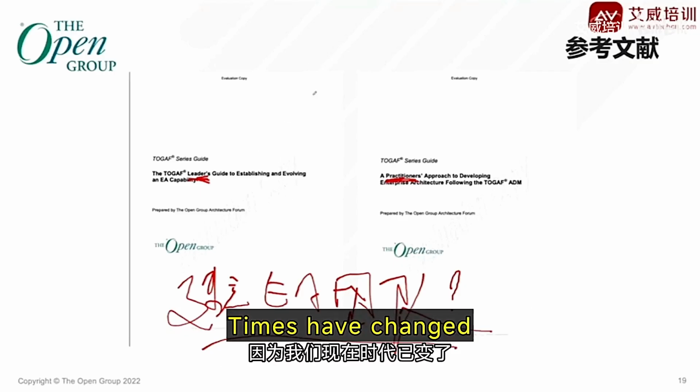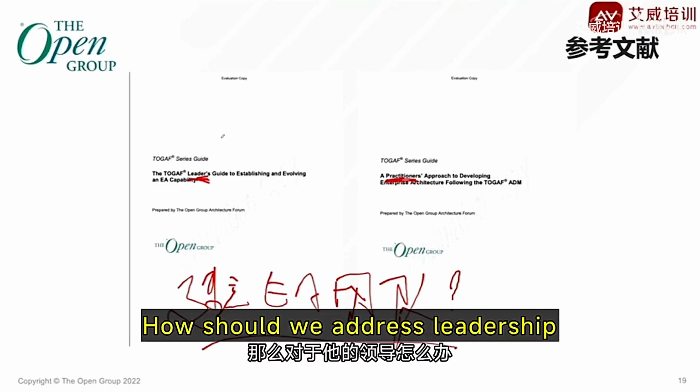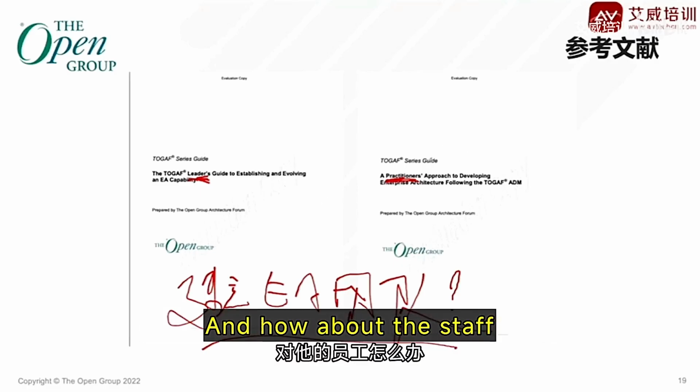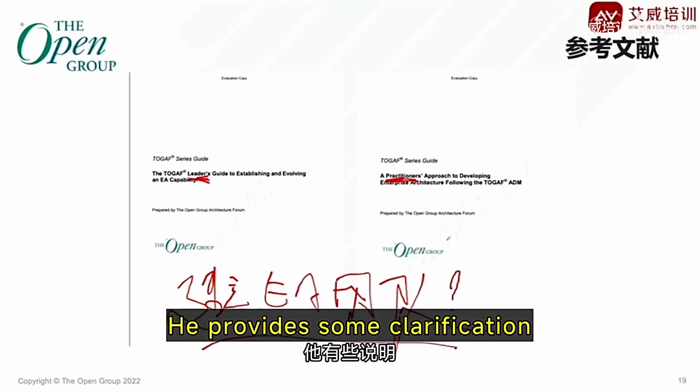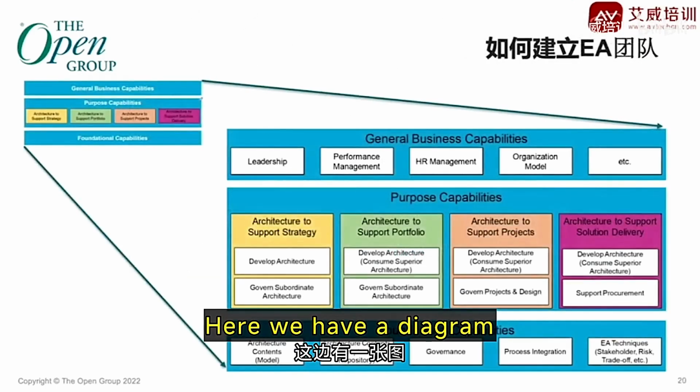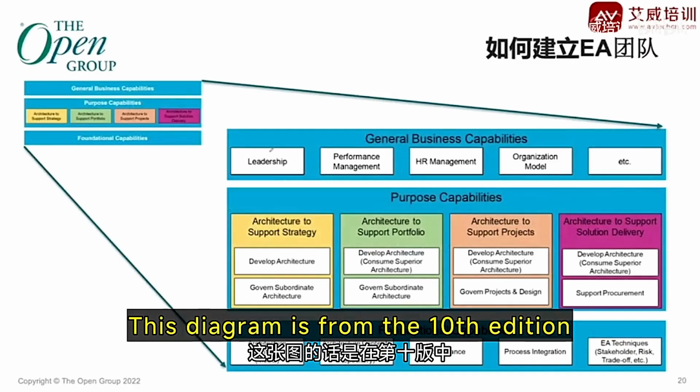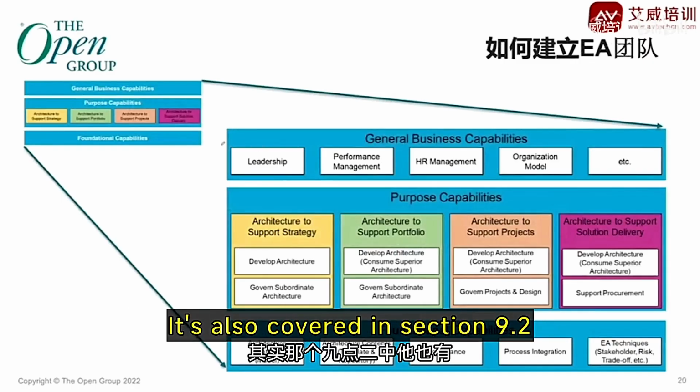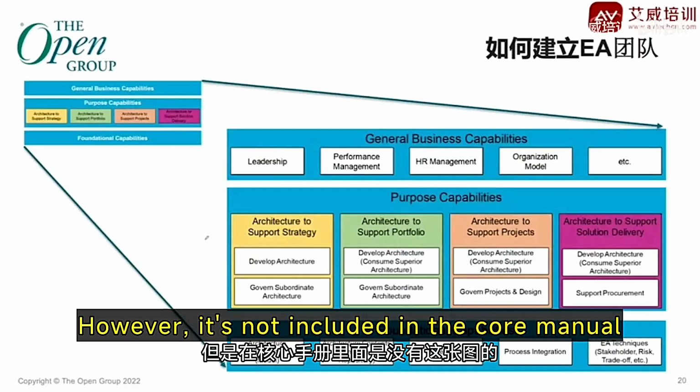Times have changed. How should we address leadership? And how about the staff? He provides some clarification. Here we have a diagram. This diagram is from the 10th edition. It's also covered in section 9.2. However, it's not included in the core manual.